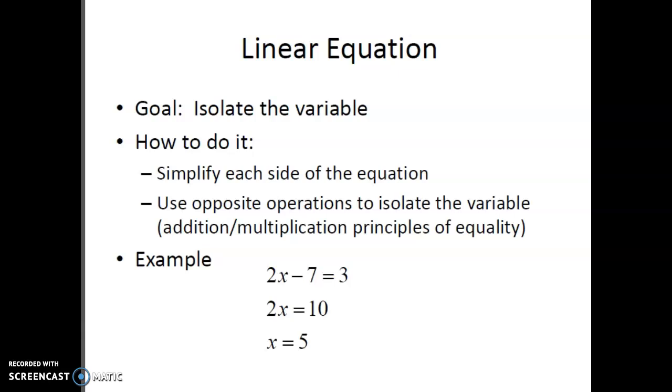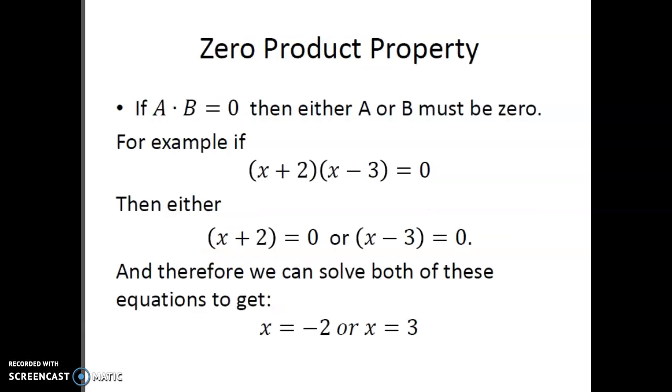Now, when we're looking at polynomial equations of higher degree, we still want to isolate the variable. But if we have a second degree equation or higher, sometimes it's hard to do that in the very same way that we do for a linear equation. So in order for us to solve a polynomial equation, we have to use something called the zero product property.